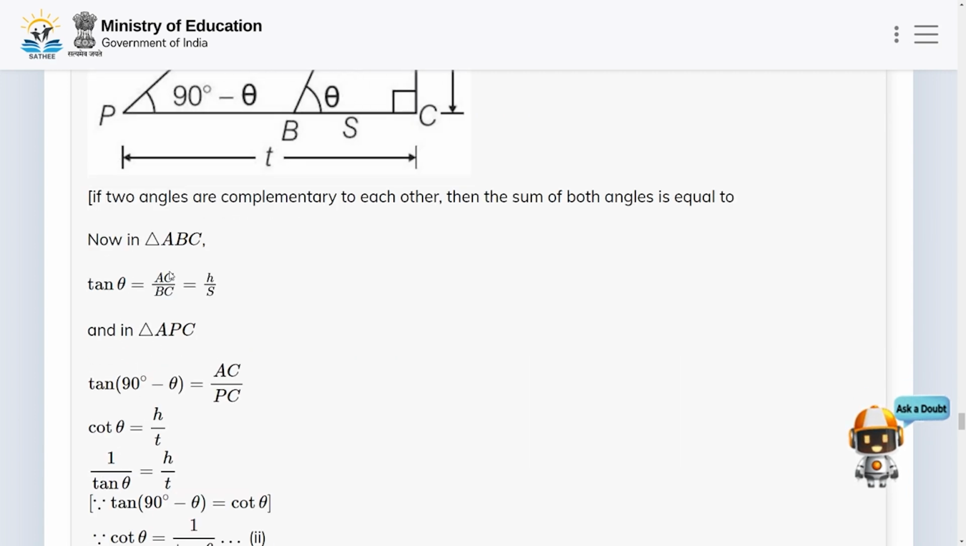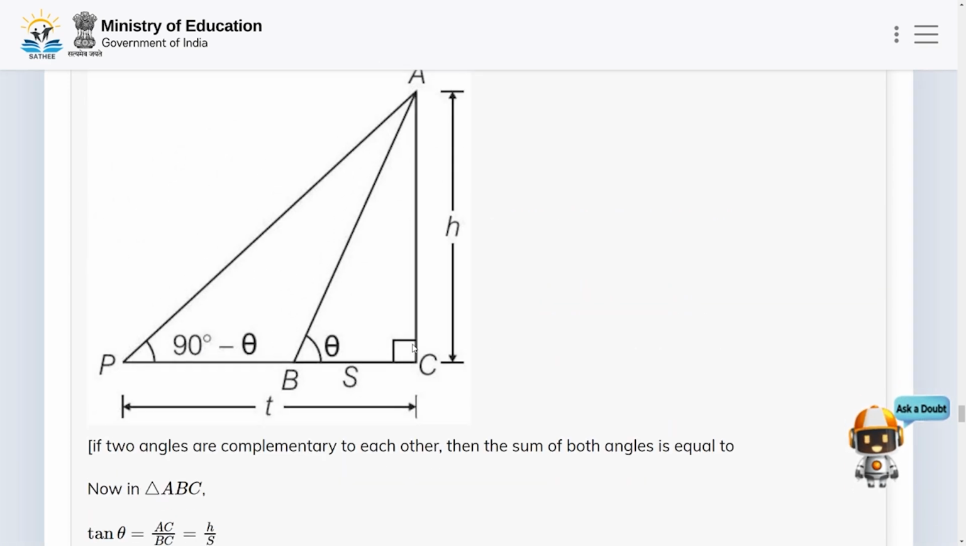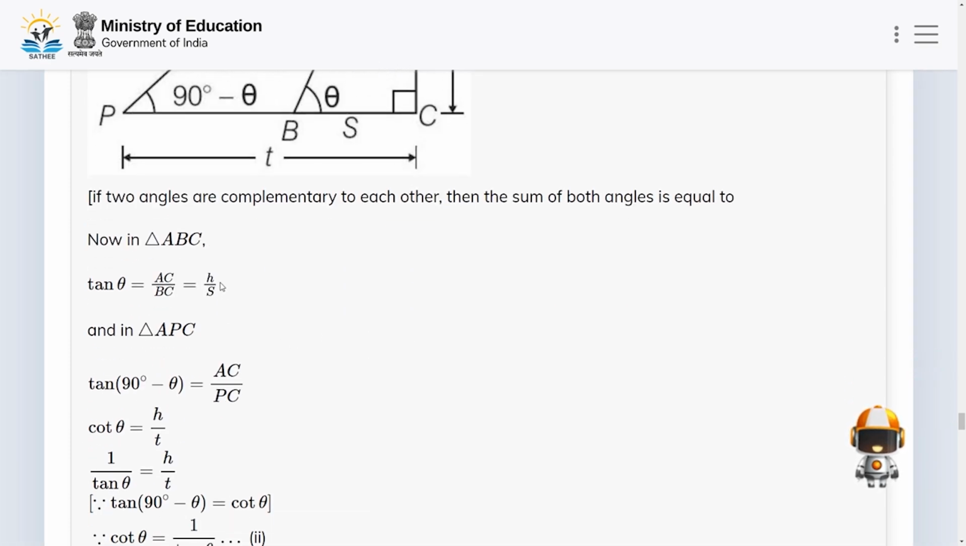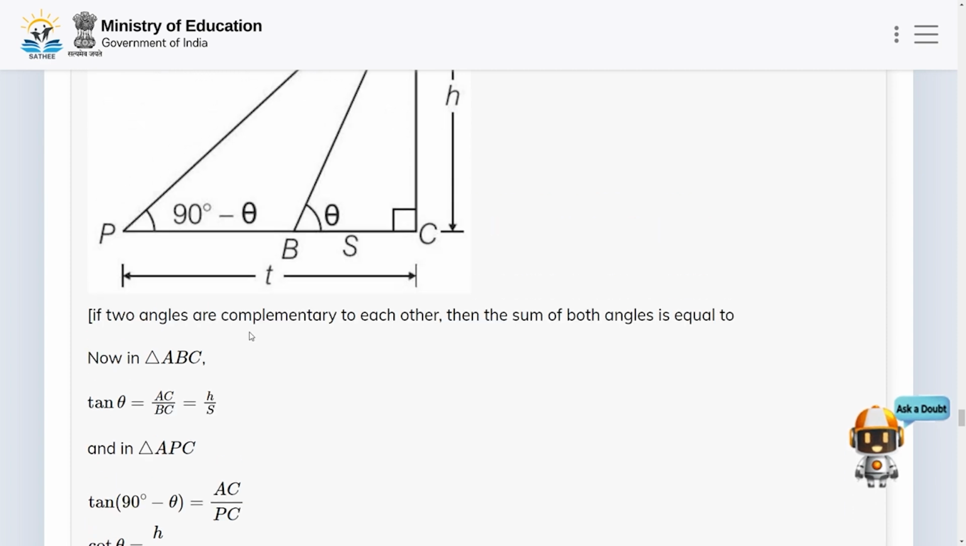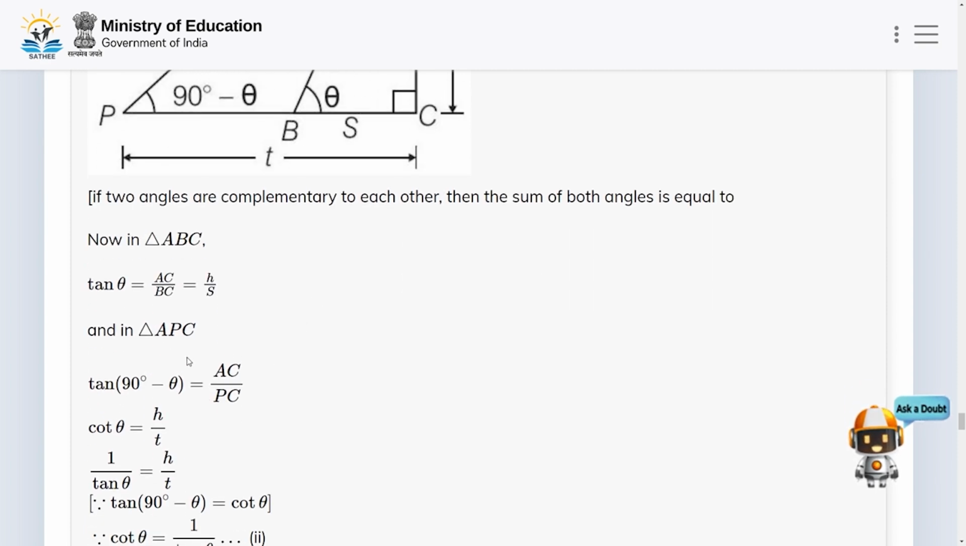Now in triangle ABC, tan theta is equal to AB by AC by BC, and this is equal to h by s. This is our small s. So tan theta is equal to h by small s. And in triangle APC, tan of 90 degrees minus theta is equal to AC by PC, and this implies cot theta is equal to h by t.